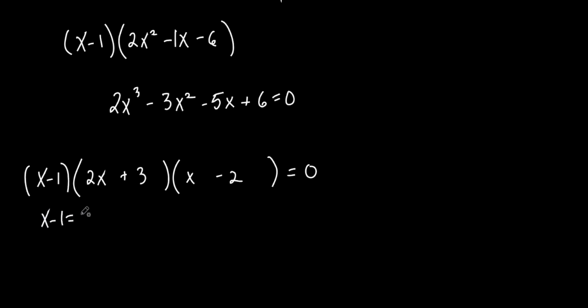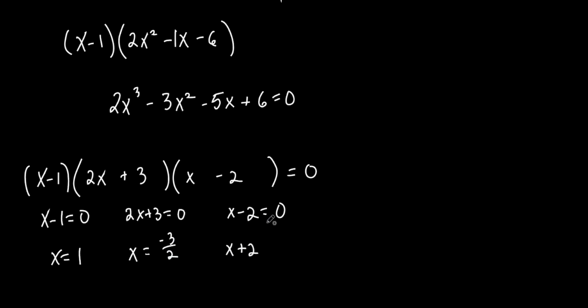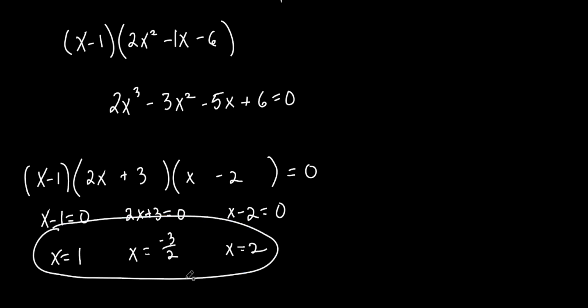Set x minus 1 equal to 0. Set 2x plus 3 equal to 0. And then set x minus 2 equal to 0. Let's do the math. Very easy. Add a 1, x equals 1. Subtract a 3, divide by 2. What's that? Subtract a 3, divide by 2, it's -3/2. Add a 2 to both sides and you just get 2. So look at this. If I set that equal to 0 to begin with, these are my solutions for x.